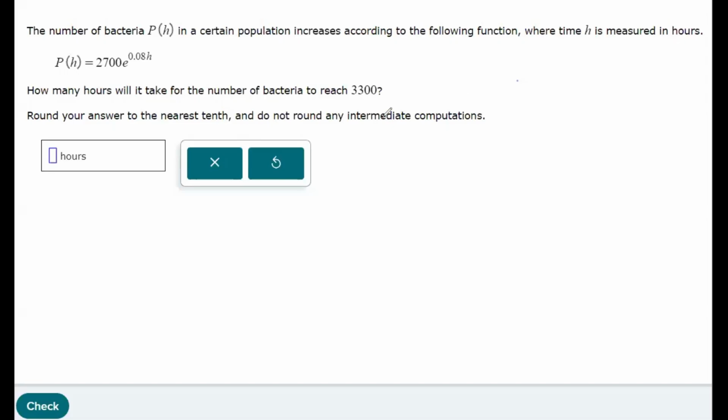Hello, so we are going to do a few questions about the natural log application. We have the number of bacteria, given as P of H, in a certain population increasing according to the given function, where H is the hours. How many hours will it take for the number of bacteria to be 3,300?